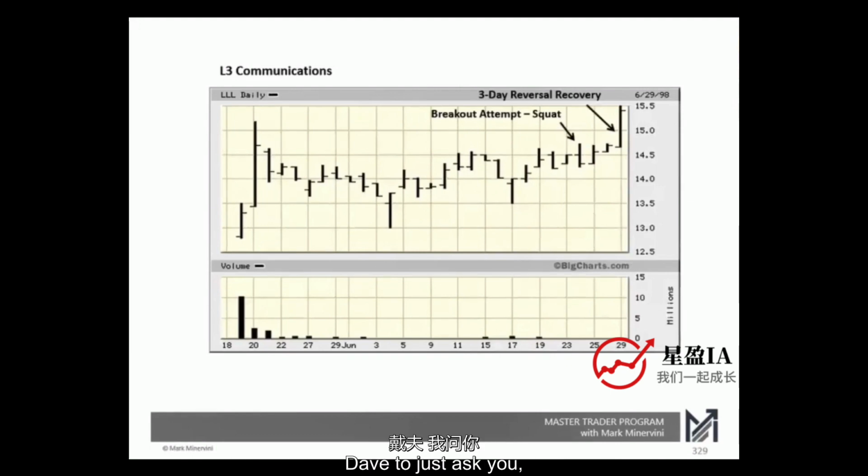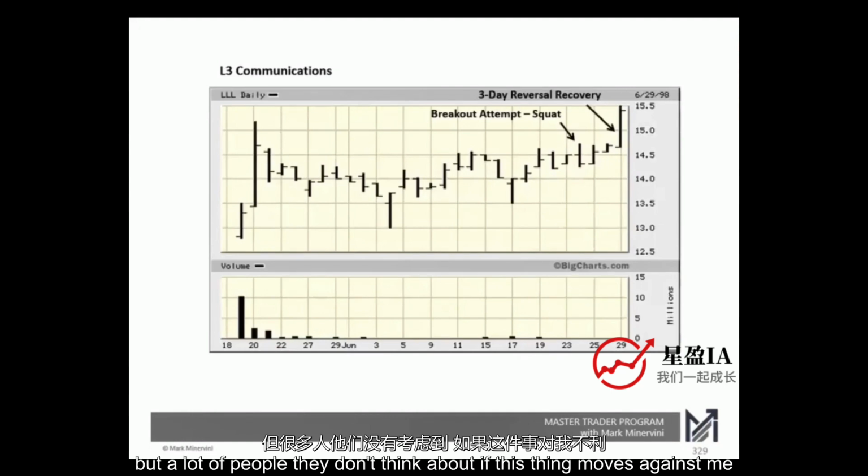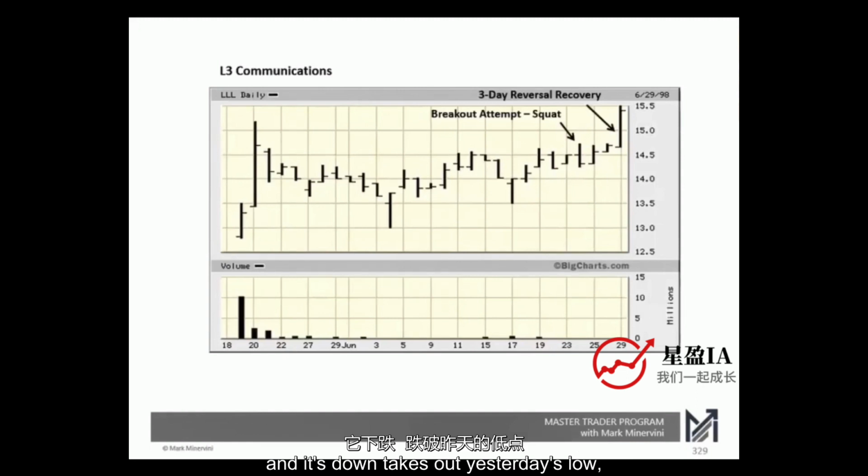This is probably a good time, Dave, to just ask you, I know you can relate to it, but how do we combat that? Getting into a situation where you get into the stock and it's all rosy, and you take this position, but a lot of people don't think about, if this thing moves against me and it takes out yesterday's low, I'm going to be down $5,000, and they can't really emotionally handle a $5,000 loss. So they get to that point and they sell it, and it hasn't even hit their stop yet.